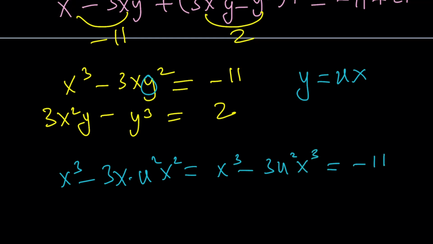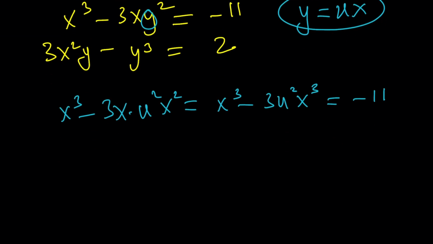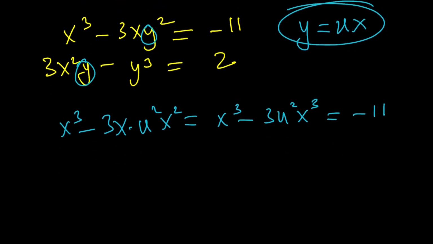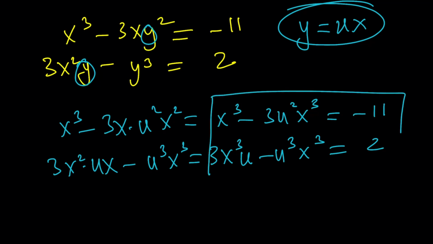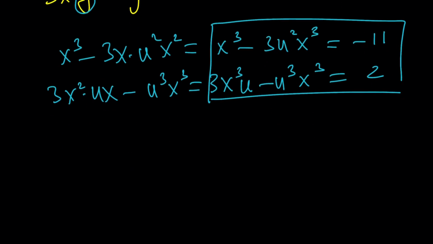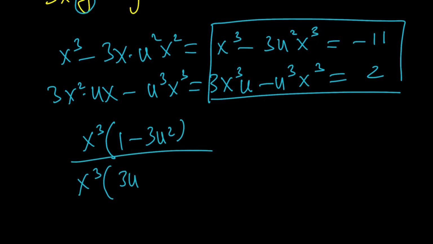By the way, substitution didn't change the number on the right hand side. And here we're going to do 3x squared times ux minus u cubed x cubed, and that's going to be 3x cubed u minus u cubed x cubed equals 2. Now here's when we use factoring. We're going to take the x cubed out: x cubed times (1 minus 3u squared), and x cubed times (3u minus u cubed), and then set it equal to this.